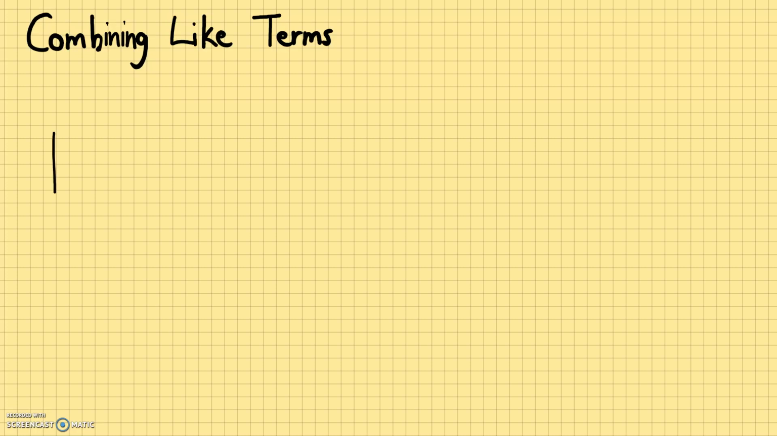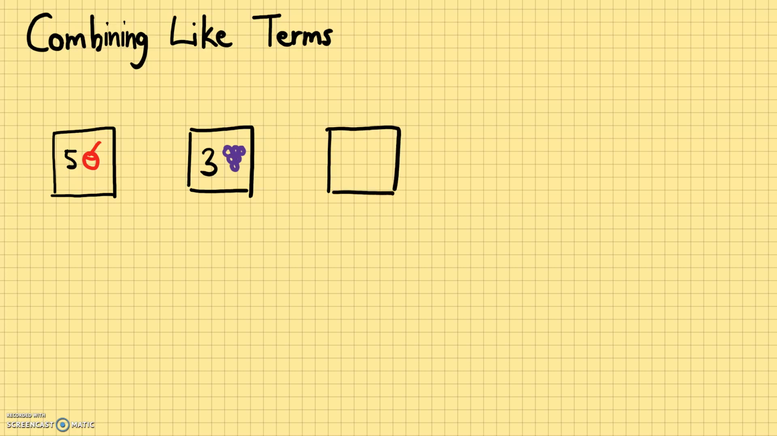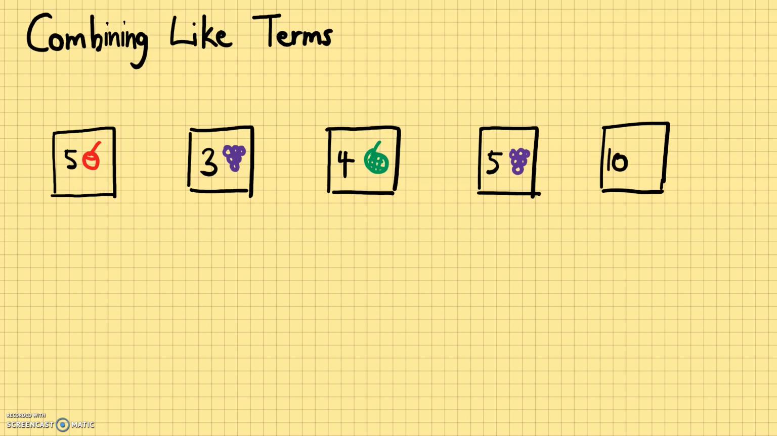At a fruit store, let's say in our first basket, we have 5 apples. In our second basket, we have 3 grapes. In our third basket, we have 4 melons. In our fourth basket, we have 5 grapes. In our fifth basket, we have 10 apples. And in our sixth basket, we have 2 melons.